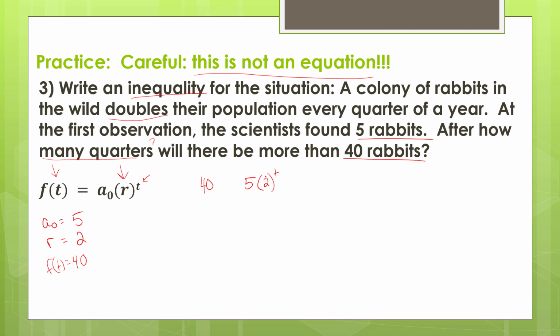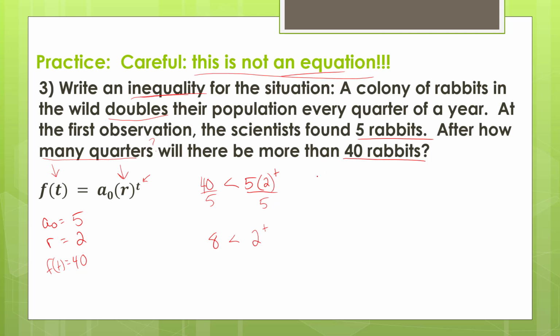Okay. Well, I said it needs to be something. We want the how many quarters there will be to be more than 40 rabbits. So I want this value on the right to be more than 40. Remember, we're using an inequality symbol because we're not setting up an equation, we're setting up an inequality. This is one of those examples where we have a number in front of the parentheses, so I would recommend dividing by 5 on both sides first. 40 divided by 5, well, that's 8, is less than 2 to the t.